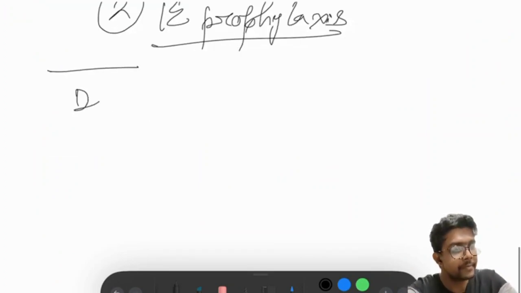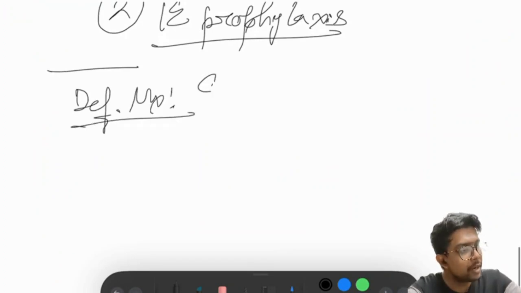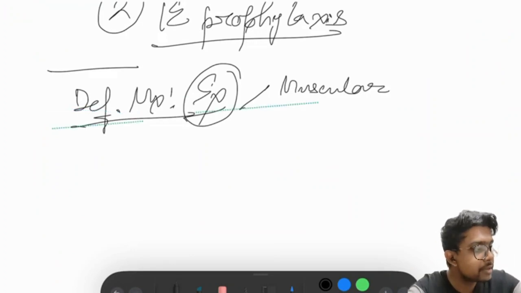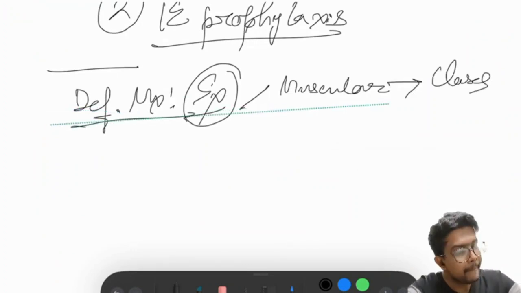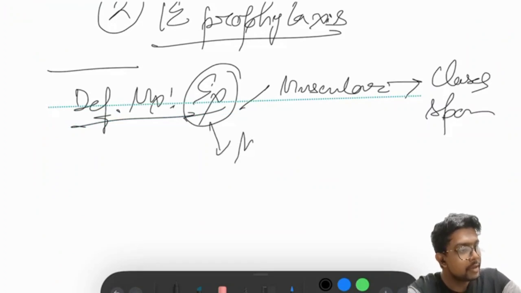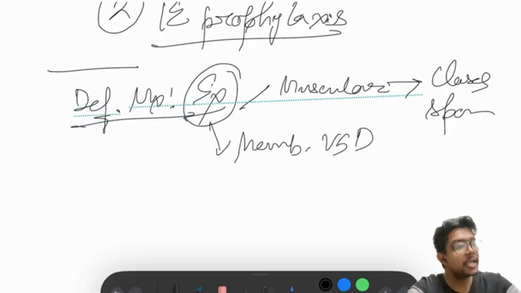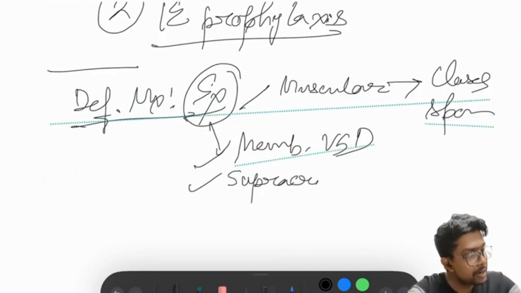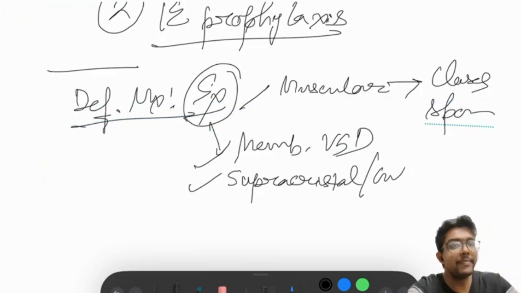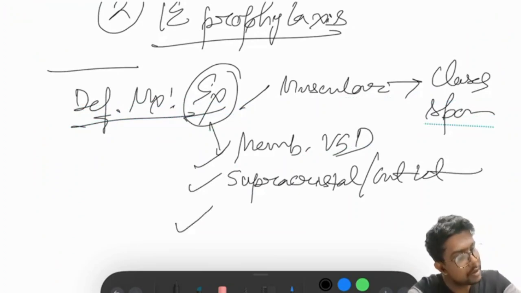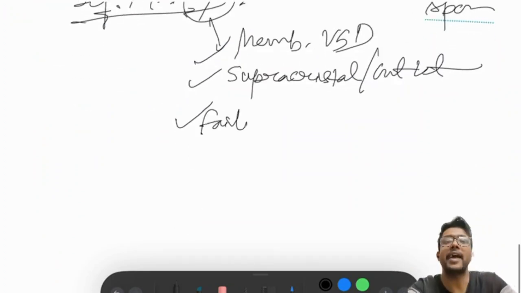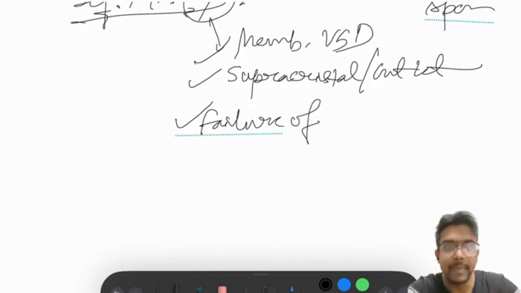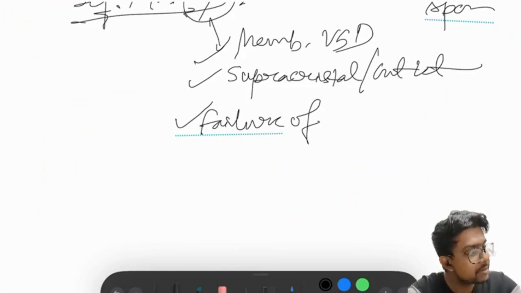Definitive management is surgery. Most muscular VSDs, except the variant, close spontaneously. But membranous VSD rarely closes. You have to do surgery. In case of supracristal VSD or outlet VSD, you have to do surgery. Also surgery is needed if there is failure of medical management like diuretics and ACE inhibitors, or there are CCF-like findings.